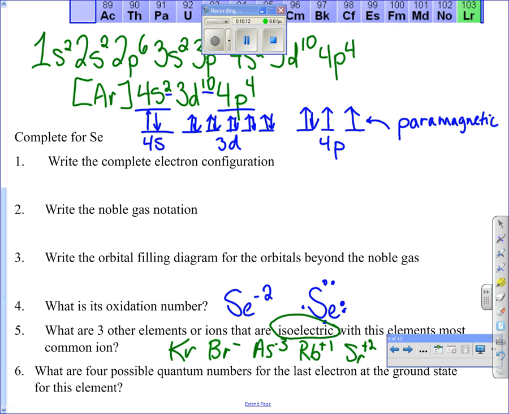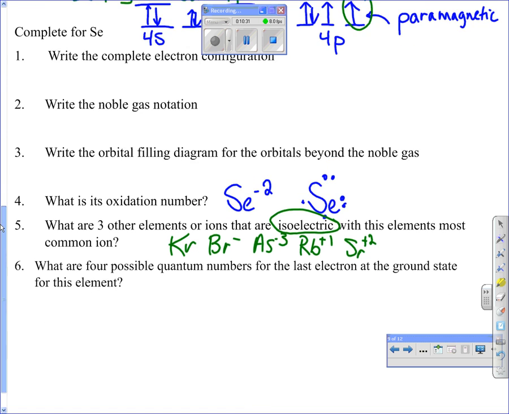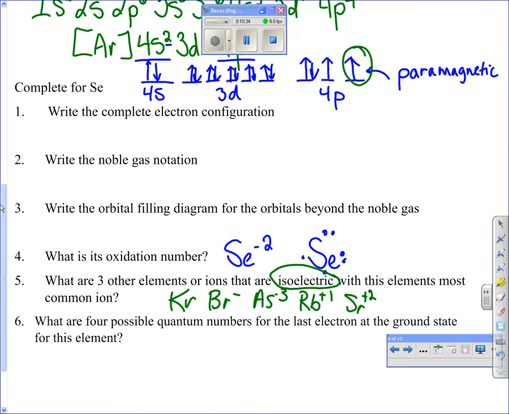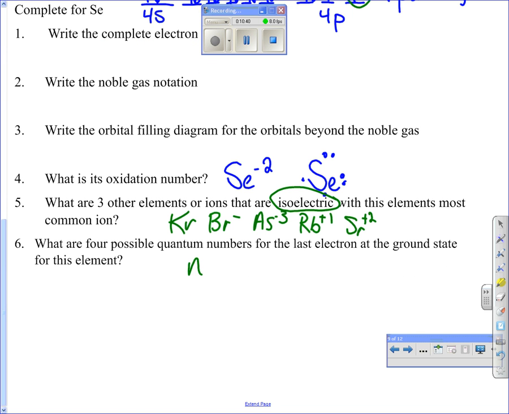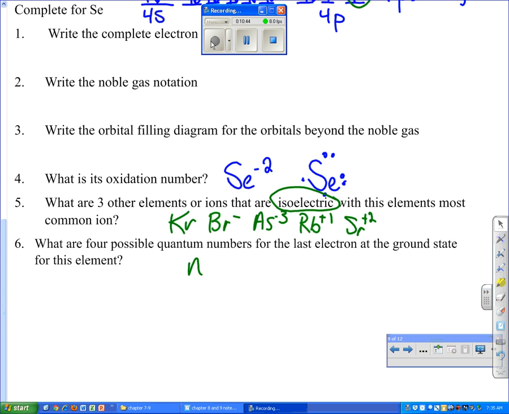So for AP Chem, the last thing I'm asking here is what are 4 possible quantum numbers for the last electron at the ground state for this element. So if we look up here, this electron in this 4p, what would be its possible quantum numbers? So what is a quantum number? Well, the quantum numbers are basically like a Social Security number for an electron, and they have 4 types of quantum numbers. So when we look at the quantum numbers, we have the n quantum number, which basically is just the energy level that the electron's going into.